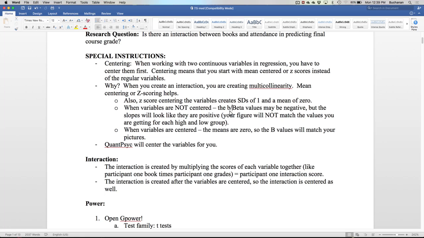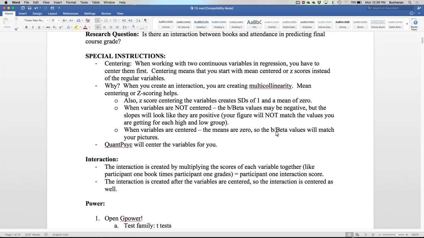Okay. So it also helps with the graph. Makes your figure match the picture you're expecting. And then when they're centered, the means will be 0 and the B values will match. So this should also be B beta. Cool thing is, Quantpsyc, the package we're going to use for this, will center them for you. Okay. Quantpsyc does a mean centering.